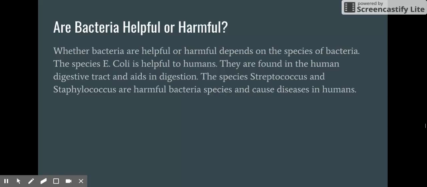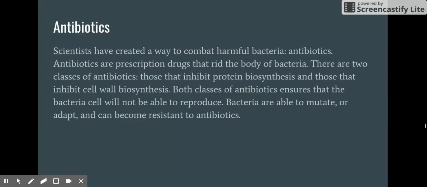One way to combat harmful bacteria is through the use of antibiotics. Antibiotics are drugs prescribed by a doctor that rid the body of bacteria by inhibiting either the protein biosynthesis or the cell wall biosynthesis. However, because of the heavy usage of antibiotics, bacteria have begun to mutate or adapt to become resistant to antibiotics. There are some bacterial cells that are resistant to every antibiotic known to man, creating several serious problems for the person infected.